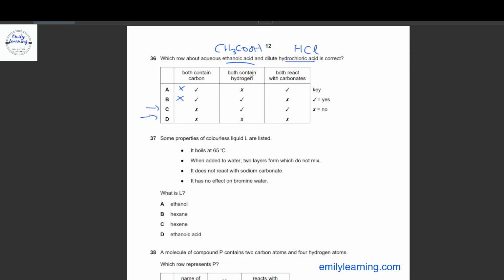Okay, next, both contain hydrogen, yes. So ethanoic acid has H, and so does HCl. So yes, it's correct. So the answer is C. Okay, both react with carbonates. Yes, all acids will react with carbonates to give carbon dioxide, salt, and water. So the answer for 36 is C.